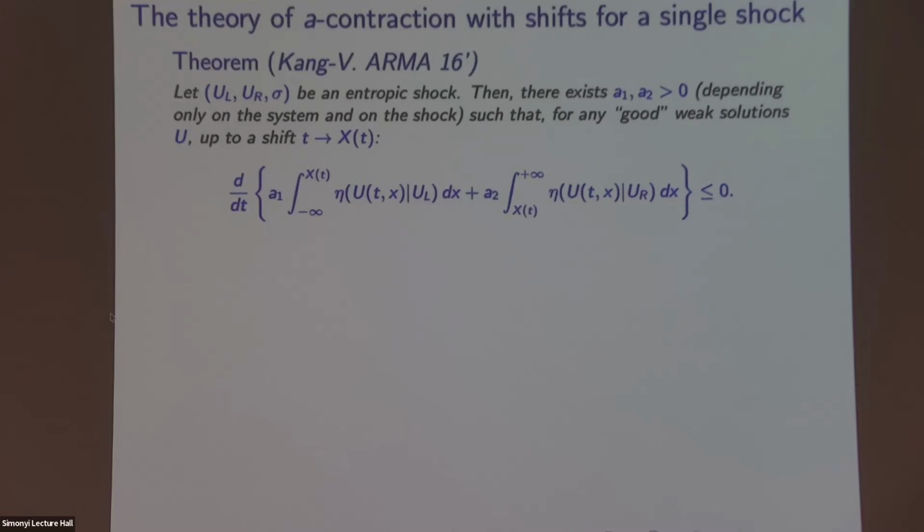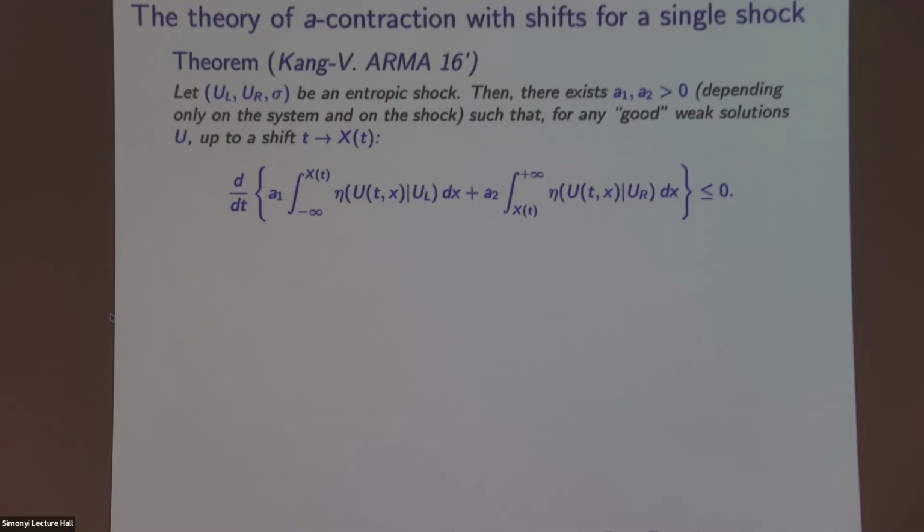Okay, so it's a shock. There is a shock wave, and associated to this shock wave, you fix the shock wave, there is some constants, A1, A2 here. I could put just one, but okay. A1, A2 positive, depending only on the shock. And now if you take any weak solution, I put good because you need some conditions, strong traces, I don't want to talk about that, we don't have this one, Navier-Stokes later. You can find a shift such that you have a contraction, the quantity decreases.